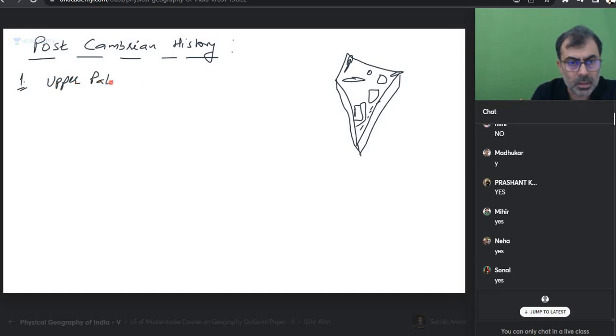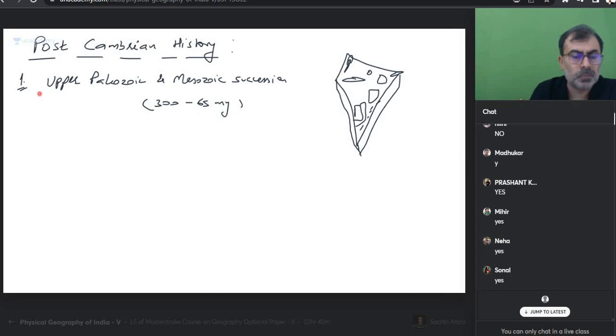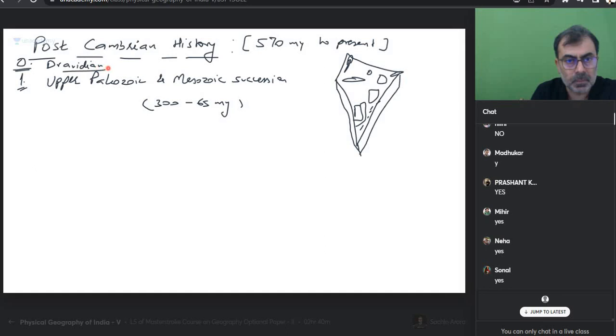Number 1, Upper Paleozoic and Mesozoic succession, 300 to 65 million years. There is a slight problem here. From 570 million years to present, we will put 0 here. Okay, we will write Dravidian, 570 million years to 300 million years. Succession missing. I'll explain that also.